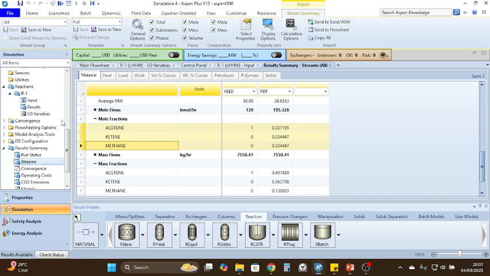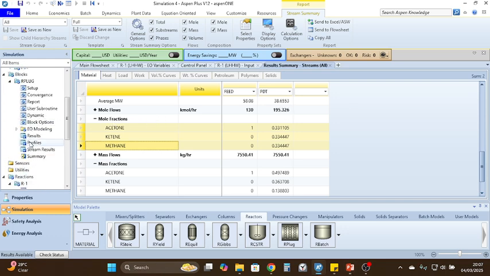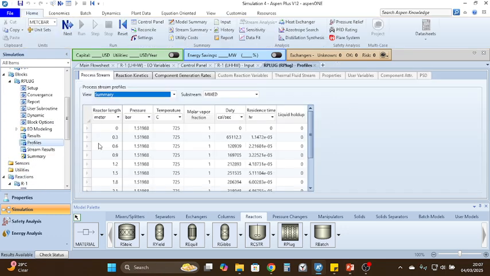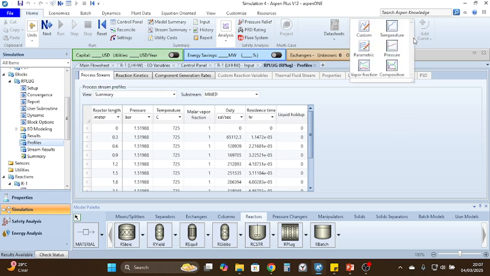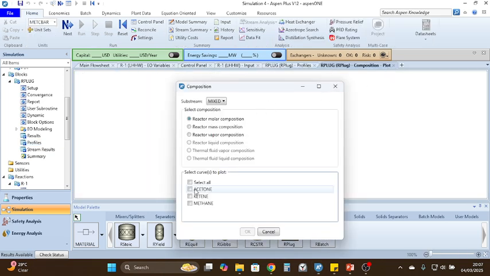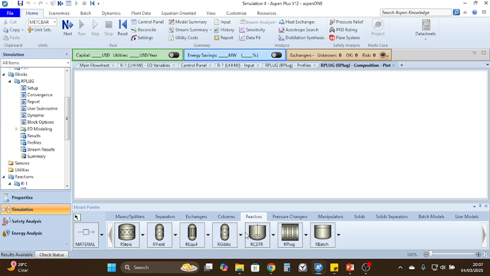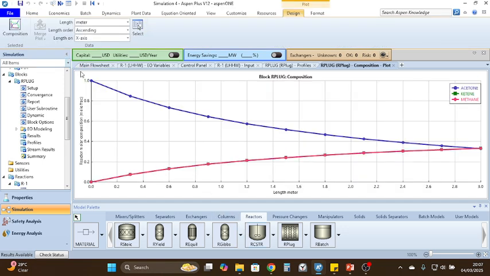So now for this, if we look at the profile, we're going to get a proper plot. Go to the composition profile and we select all. So here you can see how this acetone is getting consumed across the length of the reactor, while the ketene and methane are on top of one another in this graph, and this is getting increased.